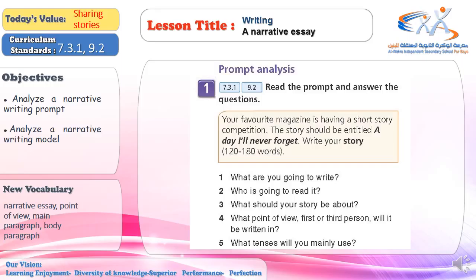What point of view, first or third person, will it be written in? Since it's a story about yourself and you are going to tell a story about you, that's a first person method of narration. What tenses will you mainly use? It's a story and you're talking about the past. So probably the tenses that you're going to use are the past tenses.